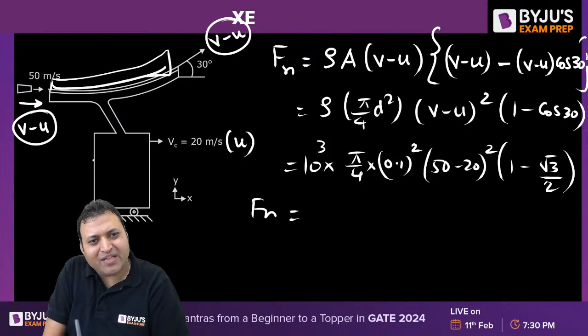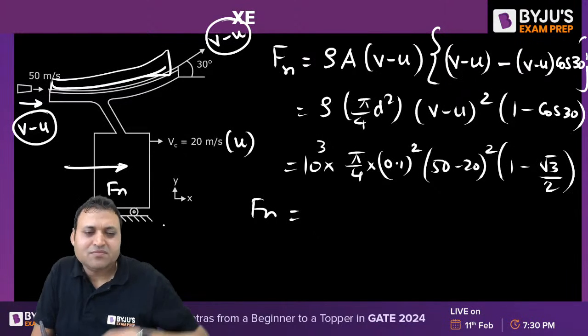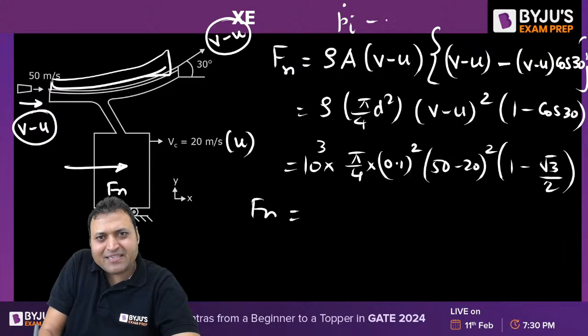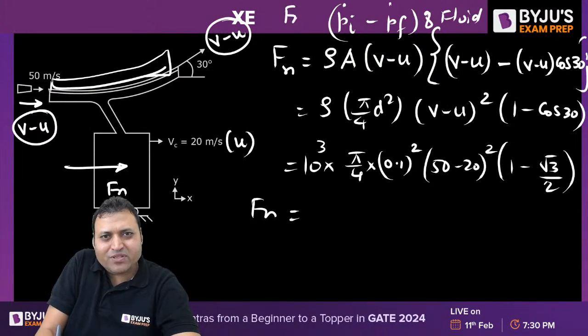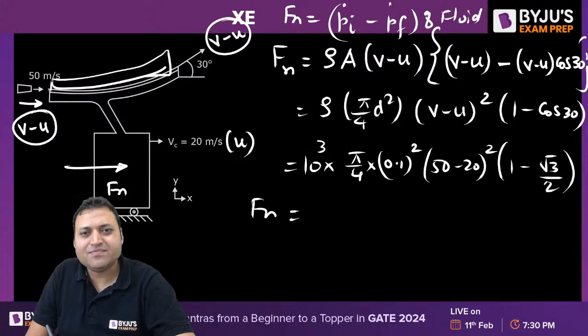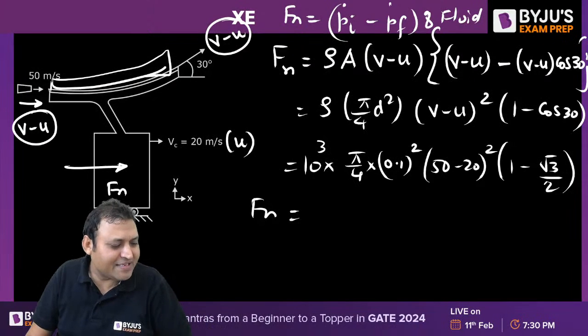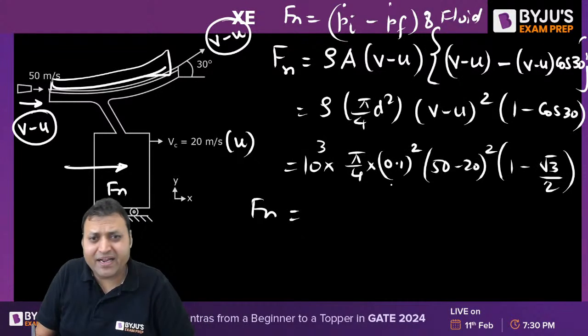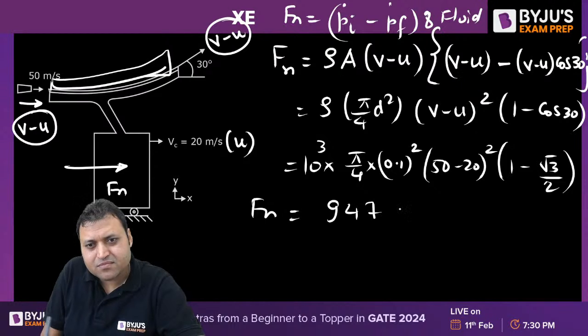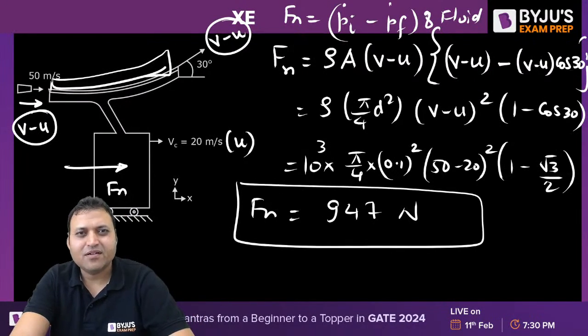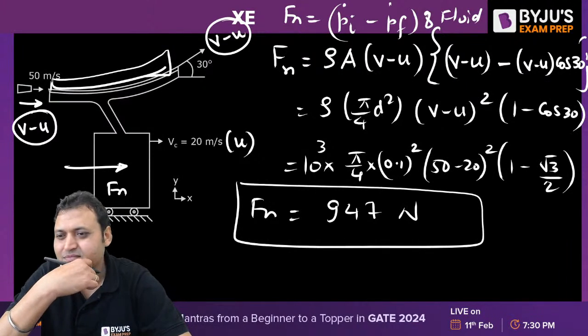The force exerted on the cart, Fn, is the rate of change of linear momentum of the fluid. It is initial momentum in X direction minus final momentum per second of the fluid in X direction. That is the force exerted on the cart. If you solve this, you should find the answer to be 947. Please do let me know if you are getting 947 Newton or not. 947 will be the correct answer. Isn't it?